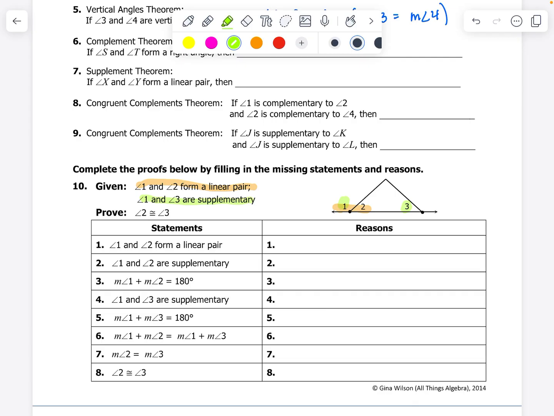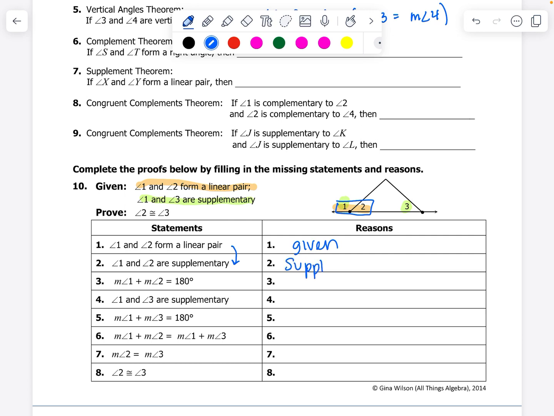All right, so obviously this is a lengthy proof to go step by step by step. So let's start with our givens. Okay, so I'm given that angle 1 and 2 form this linear pair. Well, if they're a linear pair, then they're also supplementary. And I know that by the supplement theorem.